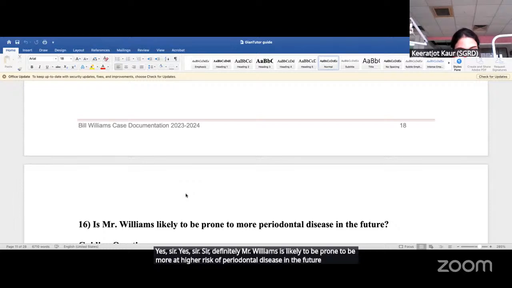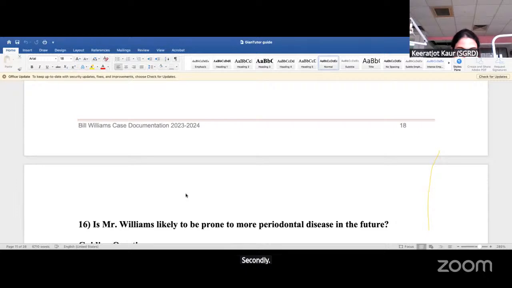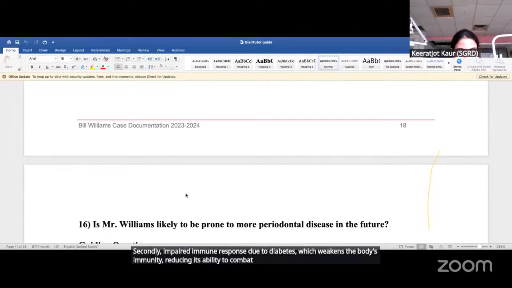The reasons here are elevated blood sugar levels, which lead to increased glucose concentrations in saliva and GCF, thereby providing a conducive environment for bacterial growth, because of which the bacteria will proliferate and can initiate and exacerbate the gum infection. Secondly, impaired immune response due to diabetes, which weakens the body's immunity, reducing its ability to combat infections, including those infecting the gums. So it will further exacerbate the periodontal disease.